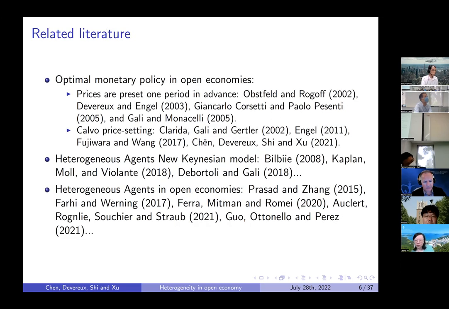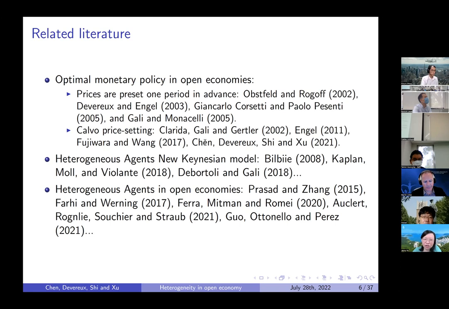Okay, so here comes the related literature. To save time, I'm just going to talk about it very briefly. Of course, this paper is related to optimum policy in open economy, but all these papers do not talk about household heterogeneity. That's a major difference. And then it's related to the heterogeneous agent New Keynesian model in the closed economy. The major difference of our paper is that we put that in the international context.